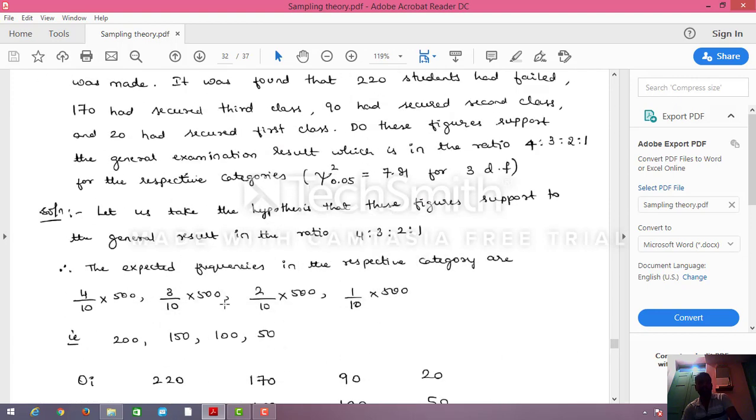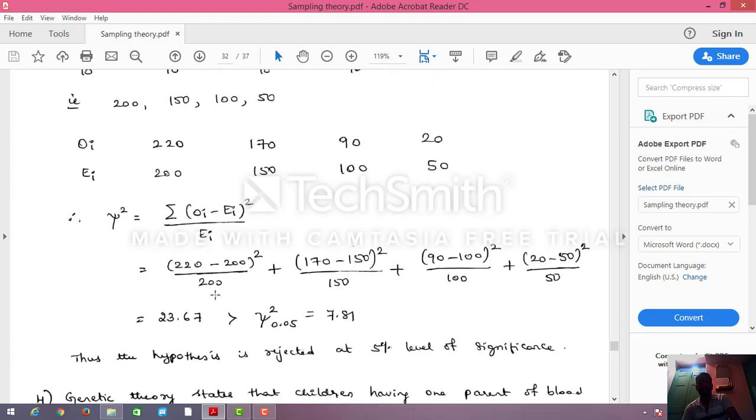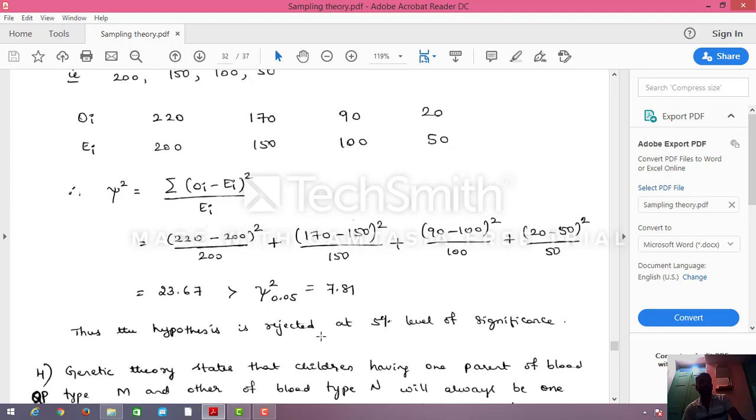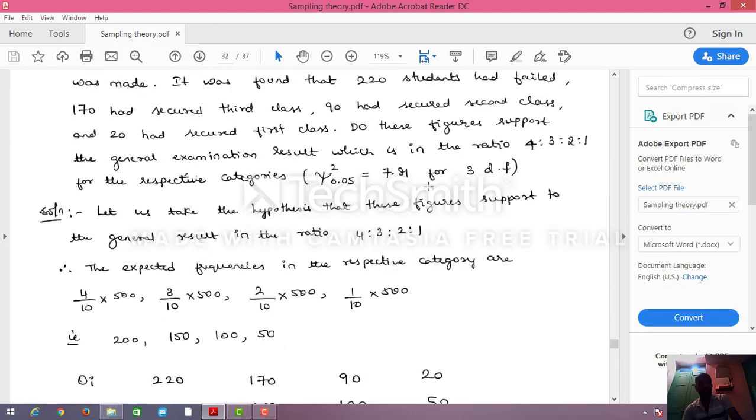What is the 5% level of significance value given for 3 degrees of freedom in the table? 7.81 is given. But here what we got is 23.67, which is greater than the 5% level of significance value. Hence the hypothesis is rejected at 5% level of significance. Why is it rejected? Because the chi-square value is greater than the given table value. So that's the way, hence the hypothesis is rejected.